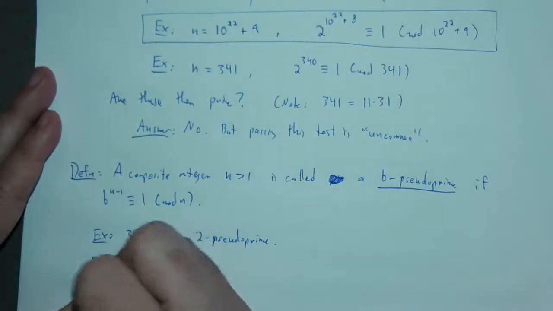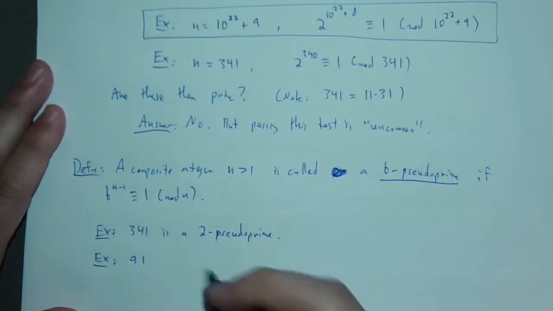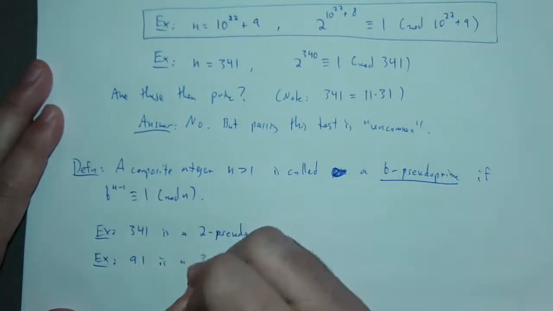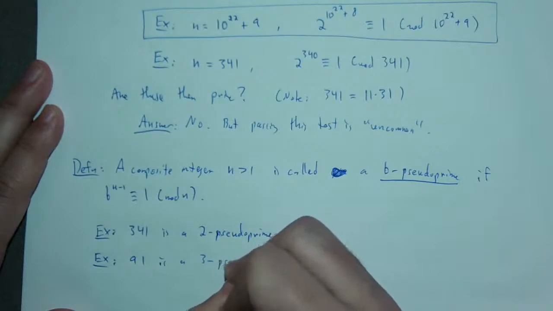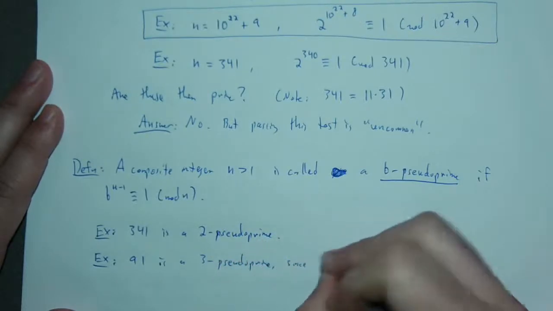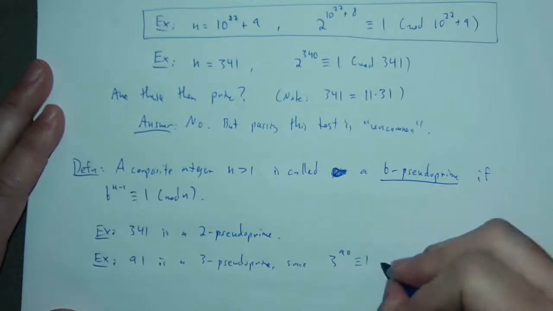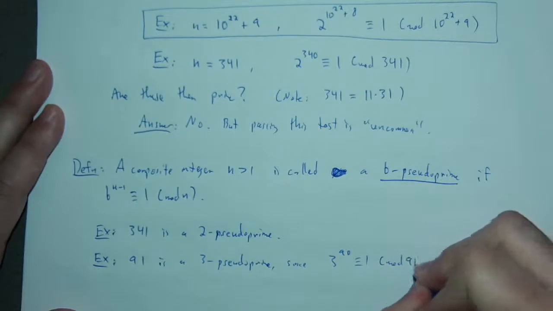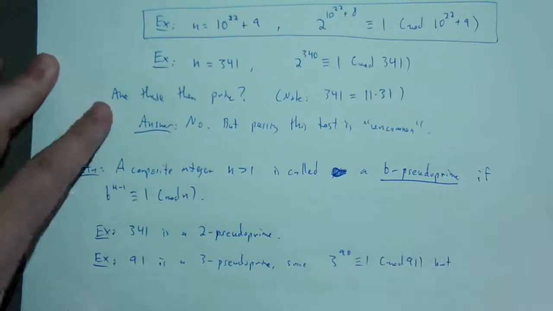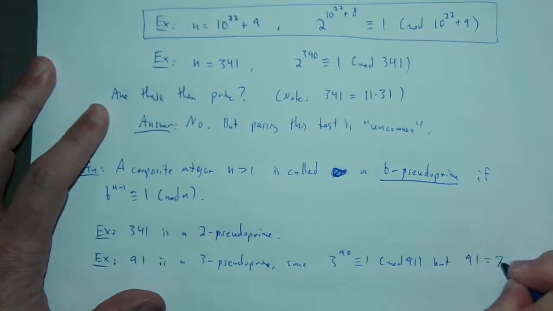Another example is 91 is a 3 pseudoprime, since 3 to the 90 is congruent to 1 mod 91. But 91 is composite. 91 is just 7 times 13.